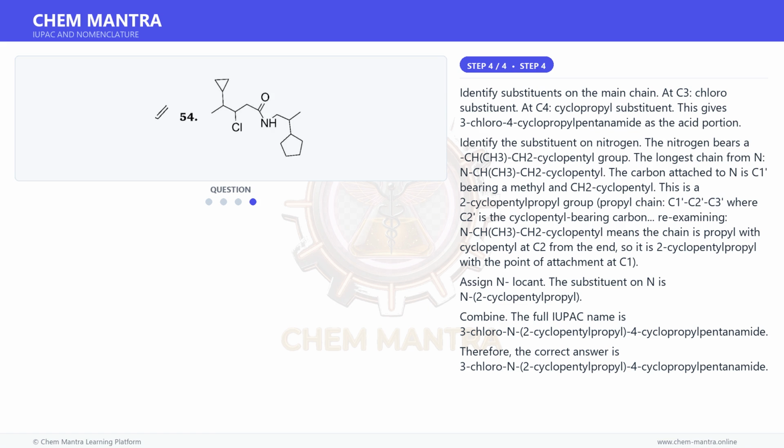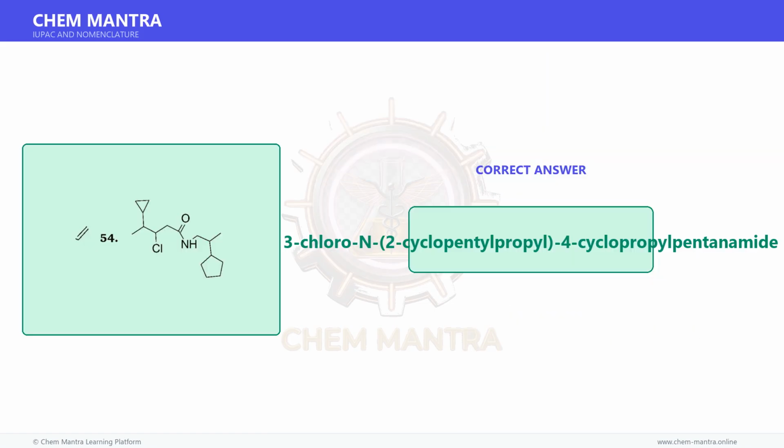3-chloro-N,2-cyclopentyl propyl, 4-cyclopropyl pentanamide. Therefore, the correct answer is 3-chloro-N,2-cyclopentyl propyl, 4-cyclopropyl pentanamide. The correct answer is shown on screen.